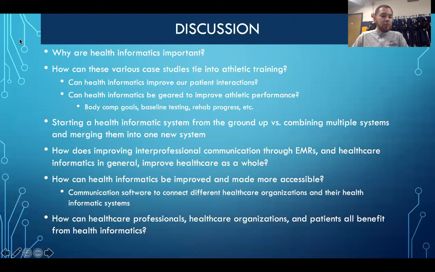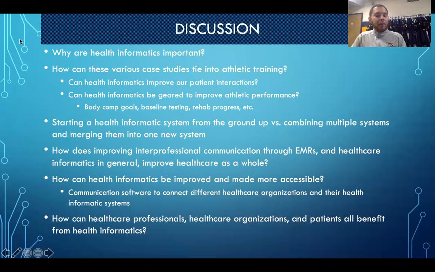So how does improving interprofessional communication through electronic medical records and healthcare informatics in general improve healthcare as a whole? Like I've been saying, if we can talk better interprofessionally to each other as healthcare professionals, and then talk more to our IT and our health informatics departments, we can work to make our electronic medical record system better overall, where it's patient-centered, but with a clinician emphasis on how they want to treat their patients.